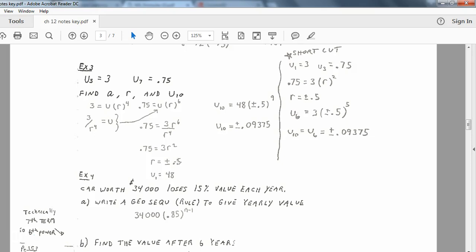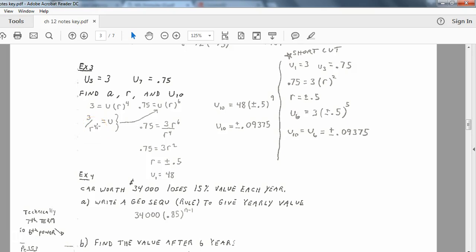In either case, when I plug this back in for r in order to figure out what my first term is, let's just say we're going to take positive or negative 0.5 and sub it back in right here in order to get the first term.